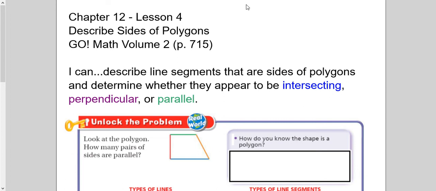All right, gang, fun lesson today. Going to be discussing the sides of a polygon, and that's just a fancy way of saying, hey, we're going to look at some lines today.